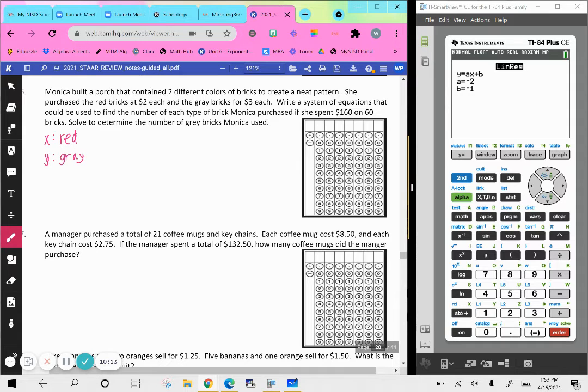And we know that she got a total of 60 bricks. That means the number of red bricks, which is X, plus the number of gray bricks, which is Y, is 60. Okay, that was one of the constraints that they gave us.